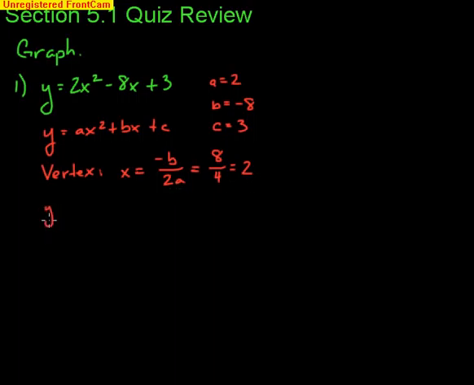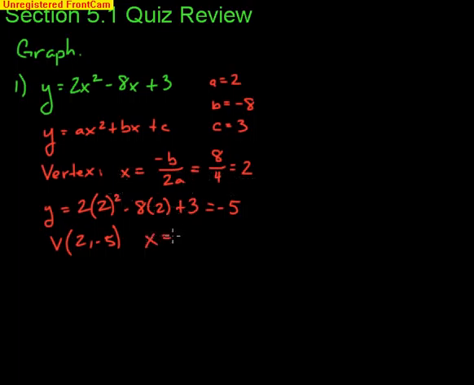So now I need the y. To find the y, we plug it back into the equation. 2 times 2 squared minus 8 times 2 plus 3. And if you use the calculator, you get negative 5. So my vertex here is the point 2, negative 5. My axis of symmetry is also going to be the x of the vertex. x equals 2. That's going to be my axis of symmetry.